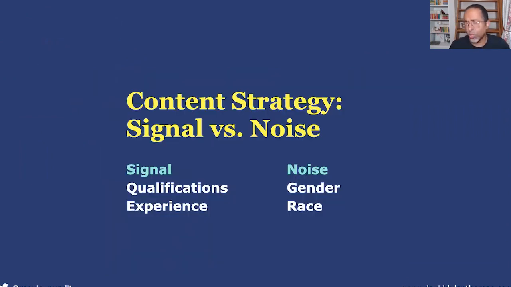Think of it like a signal to noise problem, right? The signal, the thing that might actually help you decide, are things like the qualifications or the experience. The noise that might actually get in the way are things like gender and race, or really what you're reading into the name in terms of the gender and race.